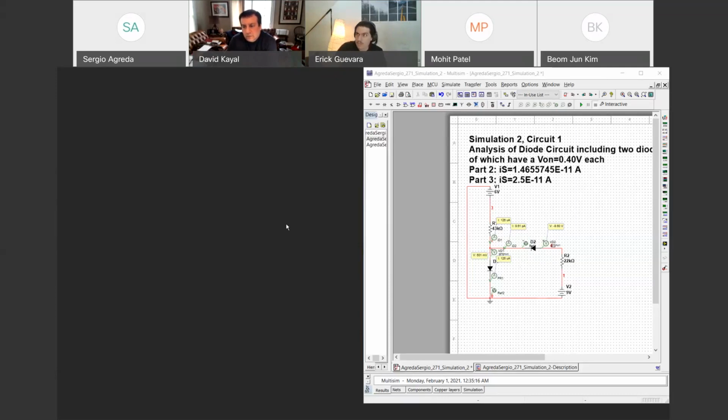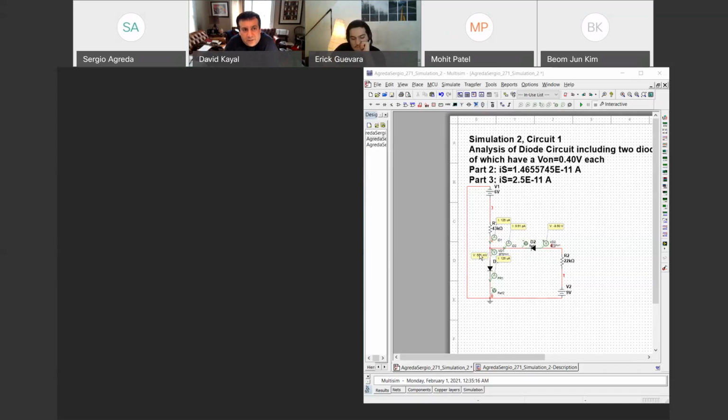To solve it, we would just use basic circuit analysis from 231. So let's define currents here: I1, I2, I3. You could think of the KCL as I1 equals I2 plus I3. So how do we find I1? We choose the voltage here, which is 6 volts, and the voltage here, which would be the voltage on the diode, which is 0.4 volts, as we stated in the beginning.